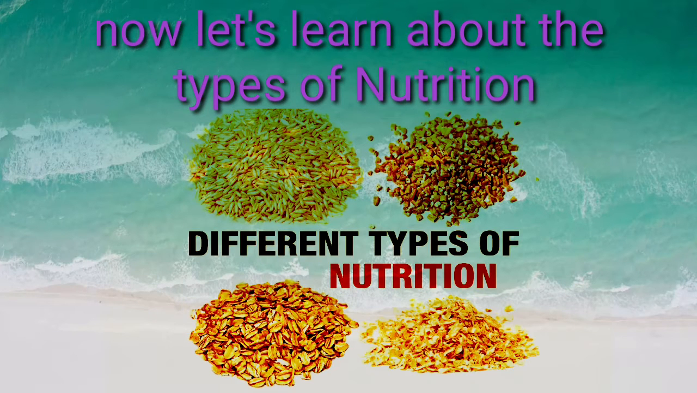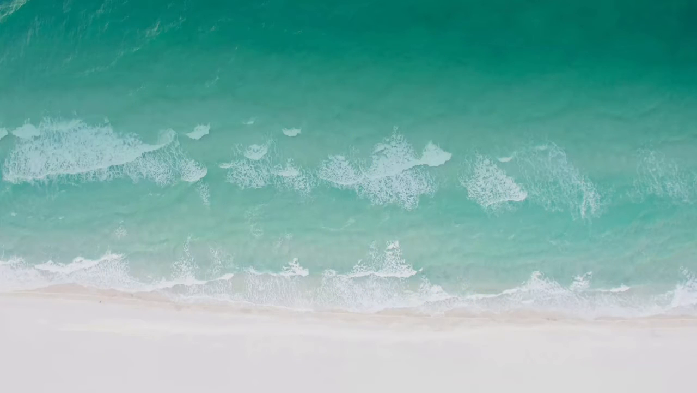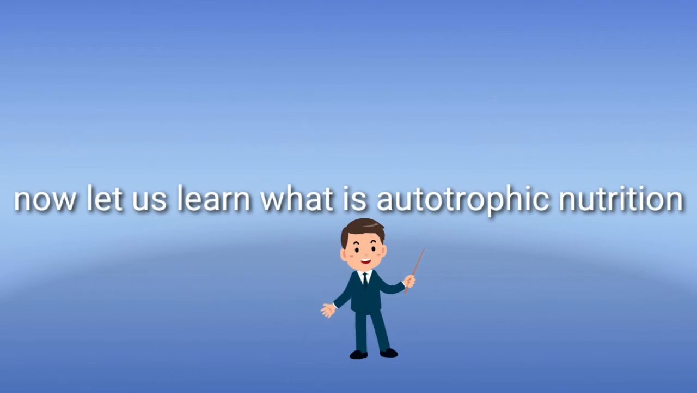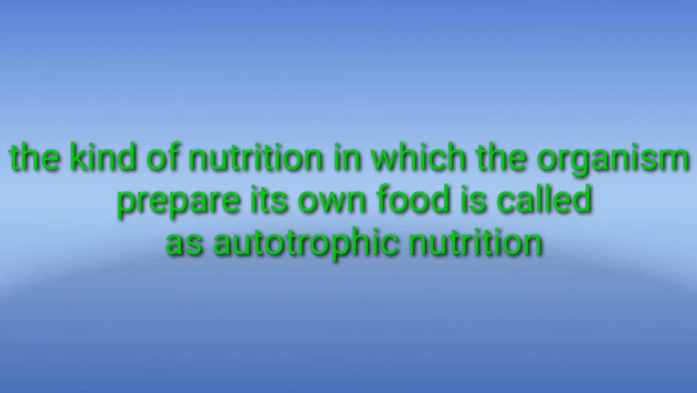Now let us learn about nutrition and its types. There are two kinds of nutrition. The first one is autotrophic nutrition and the second one is heterotrophic nutrition. Now let us learn what is autotrophic nutrition. The kind of nutrition in which an organism prepares its food on its own is called autotrophic nutrition.